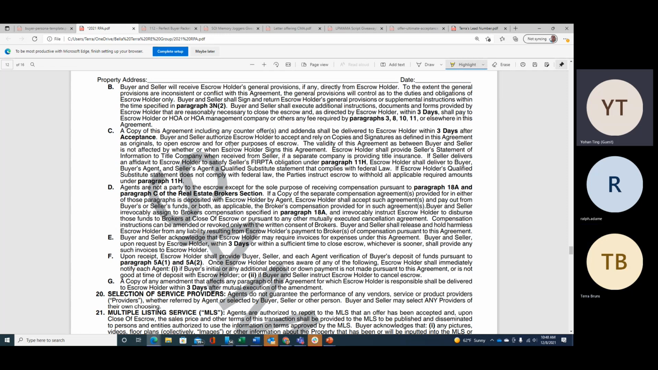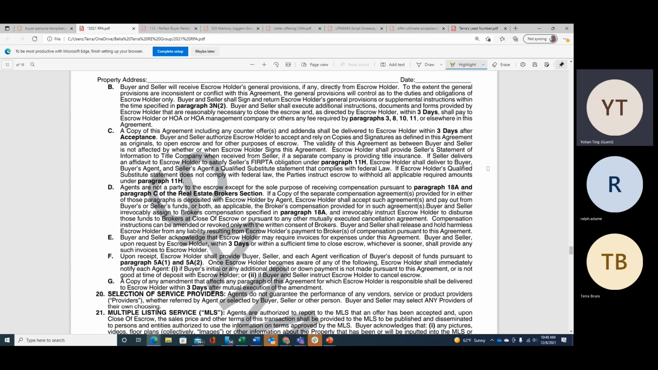A copy of this agreement, including any counteroffers and addenda, shall be delivered to escrow holder within 3 days after acceptance. Buyer and seller authorize escrow holder to accept and rely on copies and signatures as defined in this agreement as originals to open escrow and for other purposes of escrow. The validity of this agreement between buyer and seller is not affected by whether or when escrow holder signs this agreement.